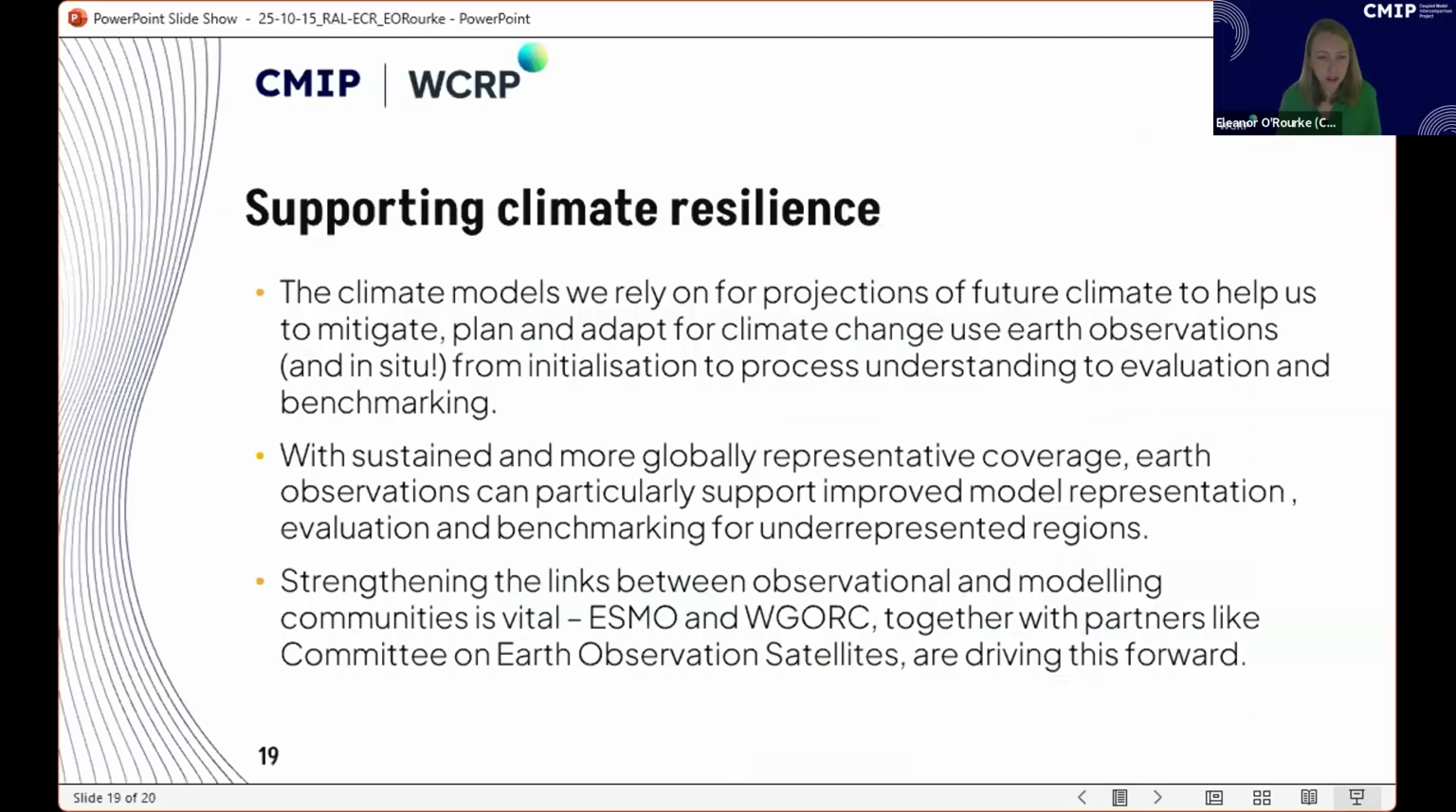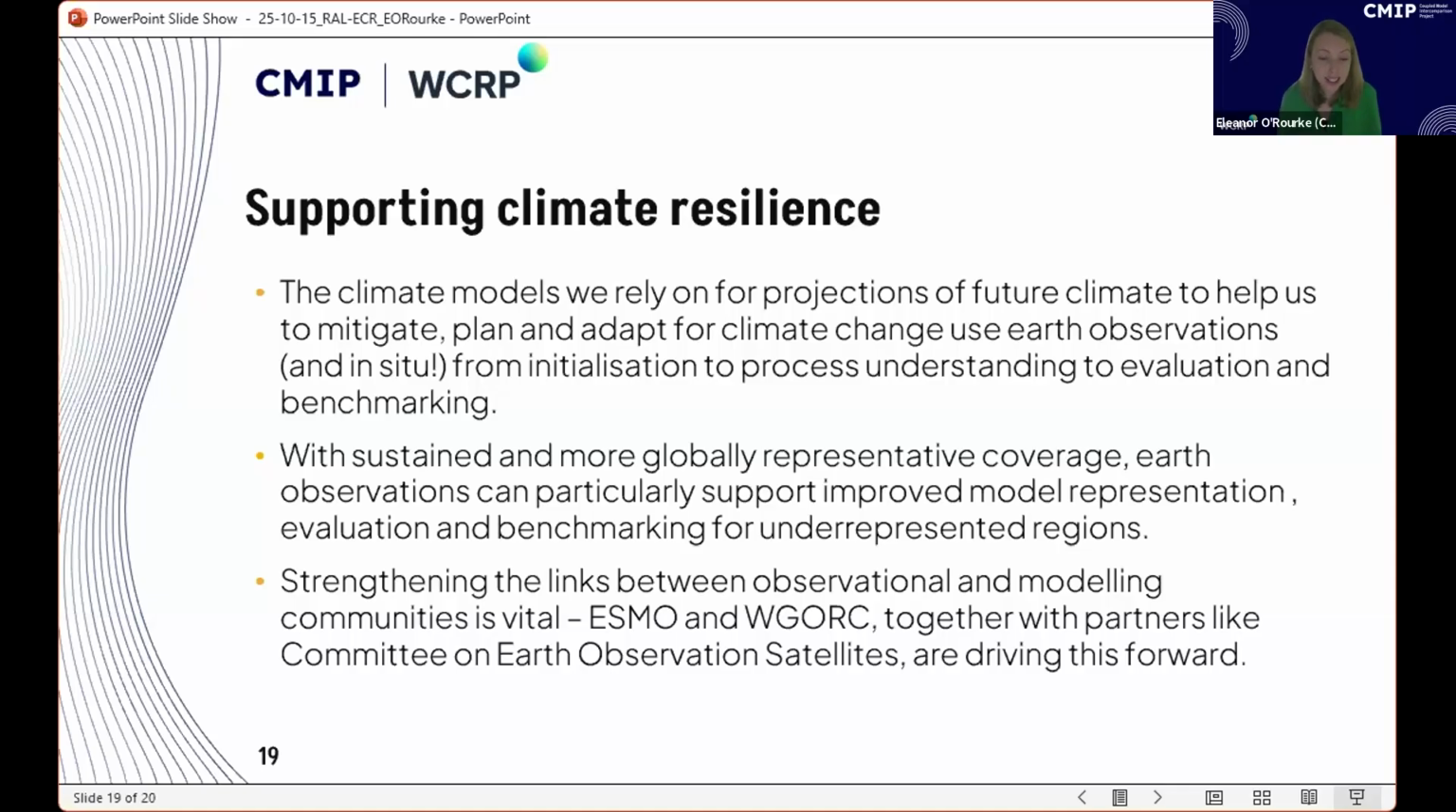So in terms of summing up, we rely on climate models for projections of the future climate, which really help us mitigate, or hopefully reduce, the impacts, but also plan and adapt for climate change, which really increases our resilience, because if we don't plan for it, we can't be resilient to it. They use Earth observations and in situ observations, of course, throughout the whole process, from initializing the models and their process understanding and representation, through to the evaluation and benchmarking.